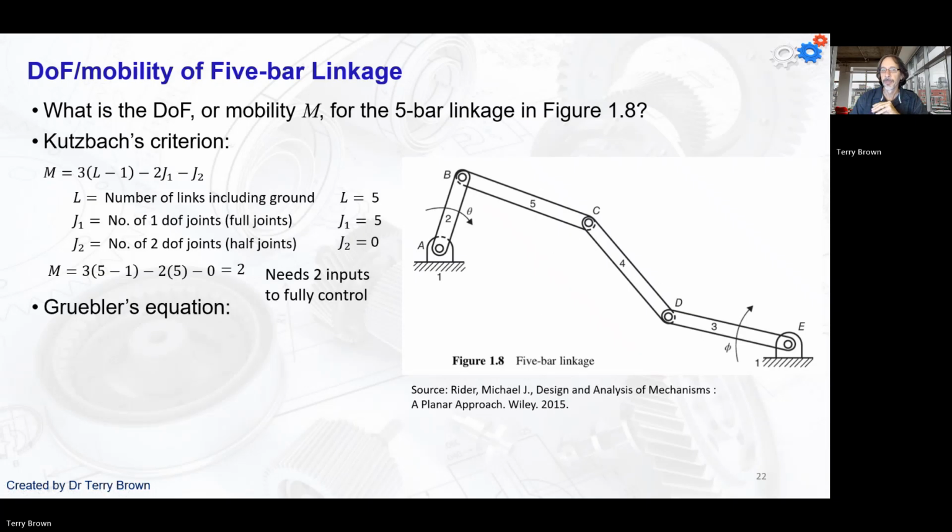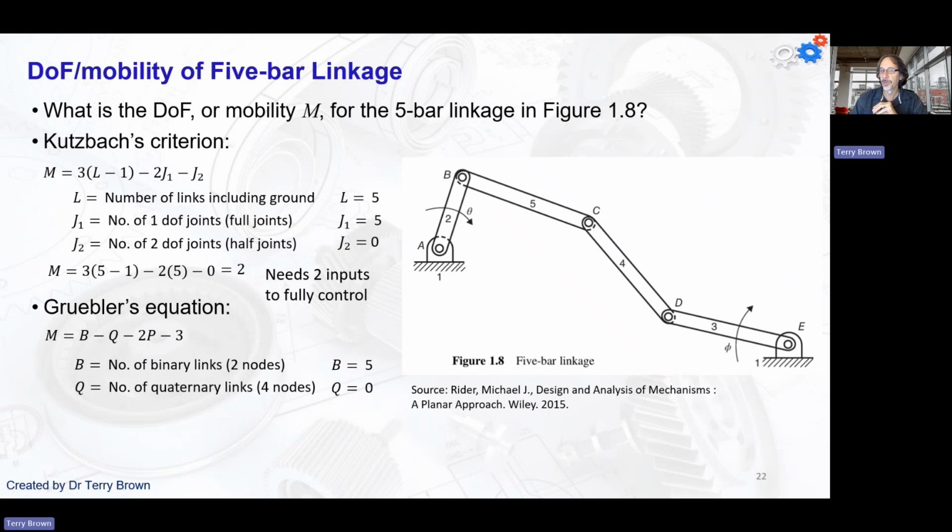If we go to Grubler's equation and do the same thing, number of binary links, again we'll have 5 there, no quaternary links, no pentagonal links, and Grubler's equation tells us that we have a mobility of 2, which is what we got for Kutzbach's criterion.